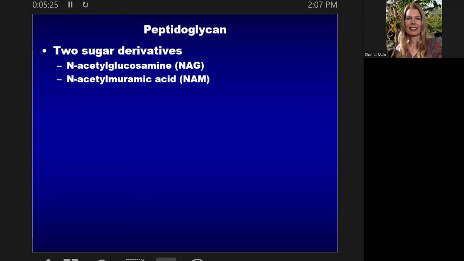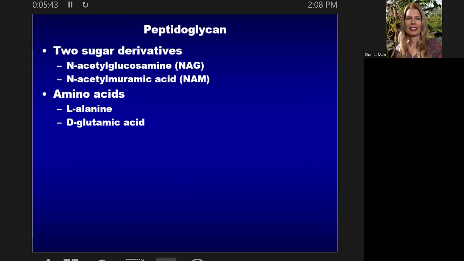Then we also have, as part of the peptidoglycan, some short stretches of amino acids. So we're going to see a picture that you have some amino acids kind of dangling off the NAM sugar.